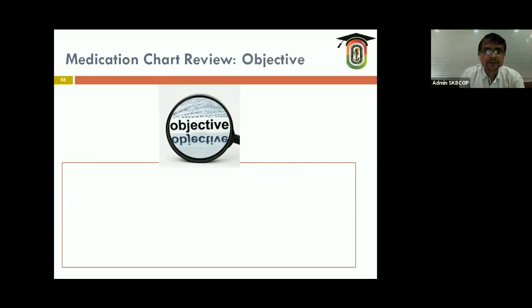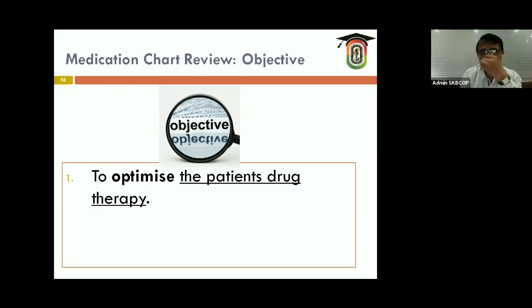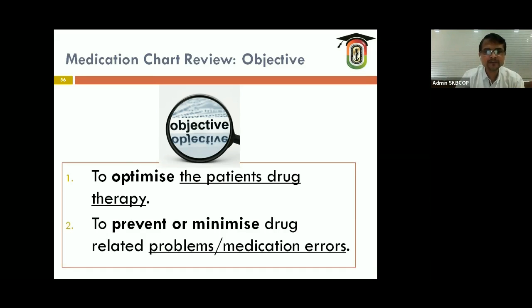Now objective of the chart review, medication chart review is what? There are two objectives. First objective is of course to optimize the patient's drug therapy. जो ड्रग थेरेपी हमने पेशेंट को दिया है उसको ऑप्टिमाइज करना है. ठीक है, मतलब उसका जो इफेक्टिवनेस है, जितना इफेक्टिवनेस है उतना इफेक्टिवनेस आना चाहिए और दिखना चाहिए. दैट इज व्हाट इज द फर्स्ट ऑब्जेक्टिव ऑफ दिस रिव्यू प्रोसेस. सेकंड ऑब्जेक्टिव इज ऑफ कोर्स to prevent and minimize the drug related problems and medication error. Right, so these are the two main objectives.